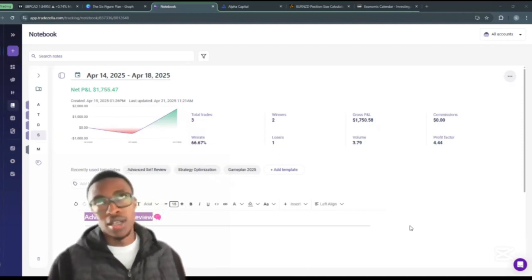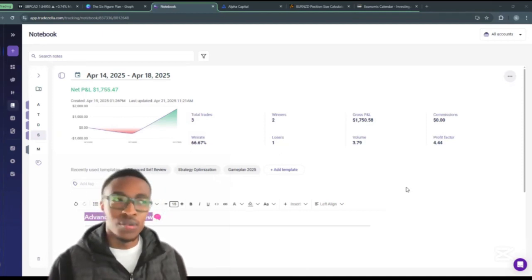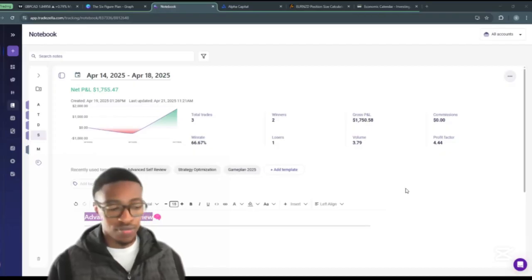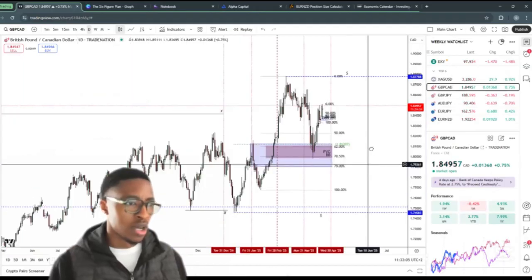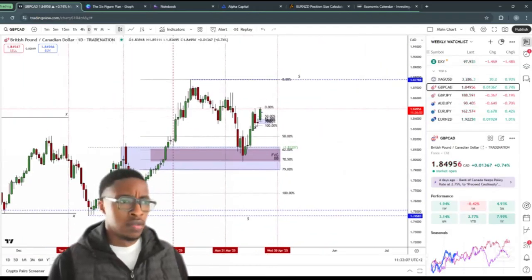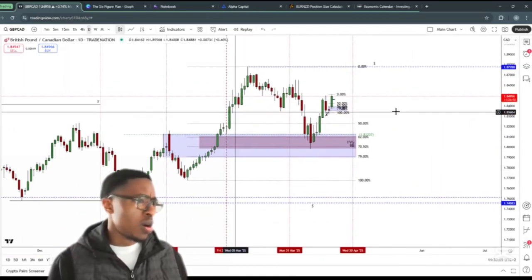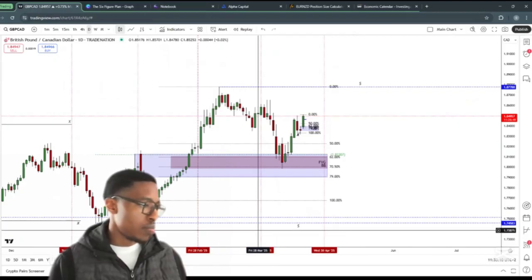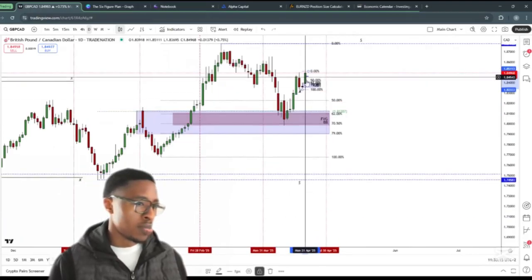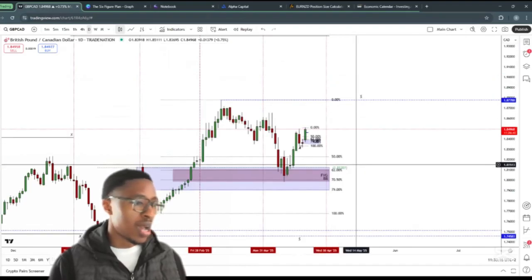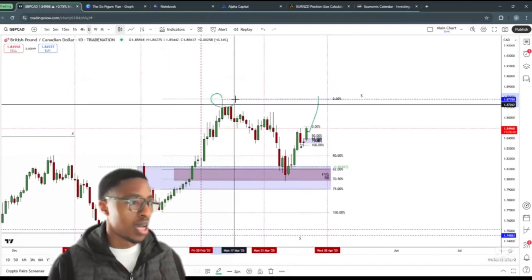But when I got to actually framing that in my plan, I realized it was going to change a lot more than I'd initially anticipated. And I maybe just want to give you guys a quick example of how that changes it. So this is pound CAD. This is on watch this week. Anticipate price to continue heading higher, just to these equal highs.